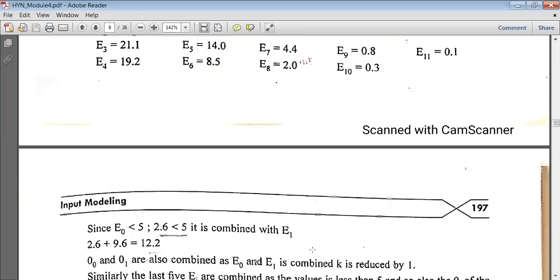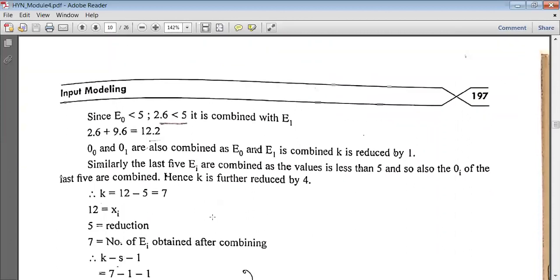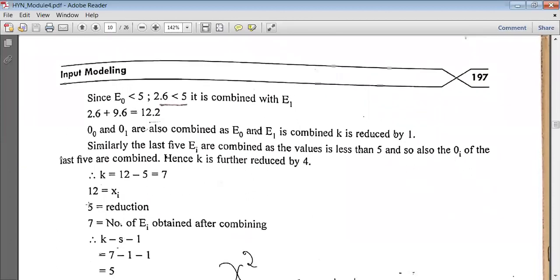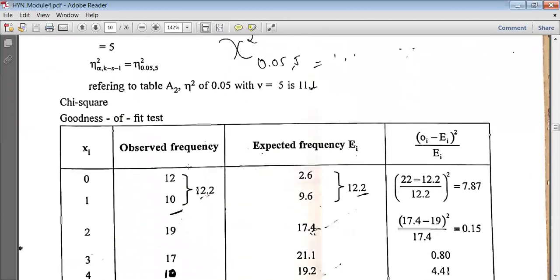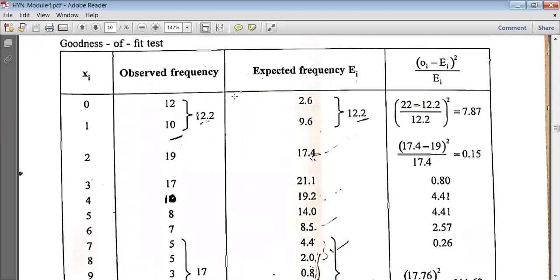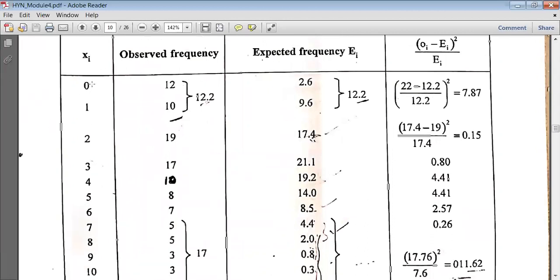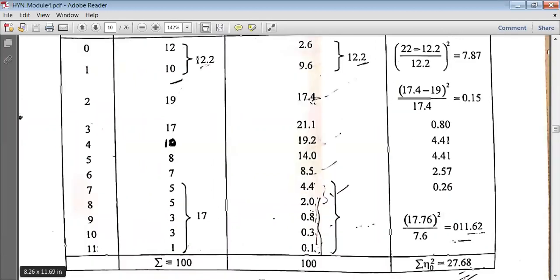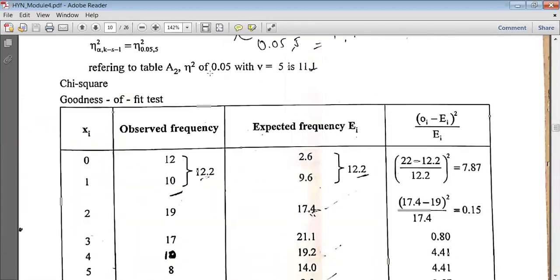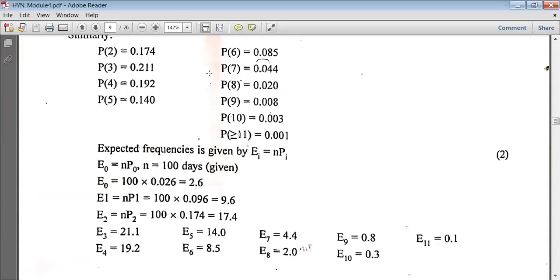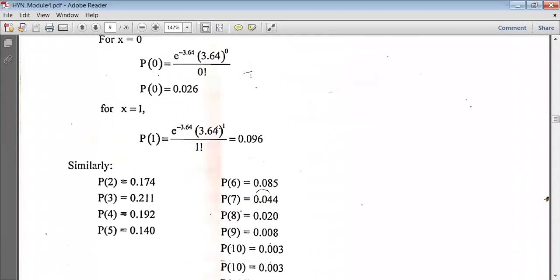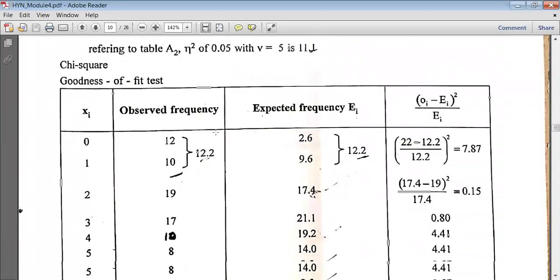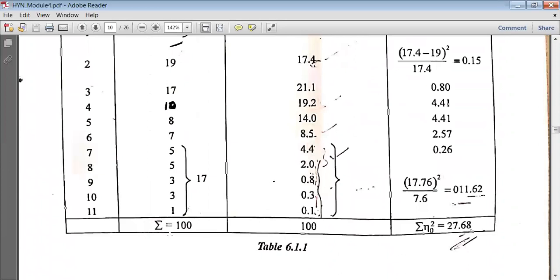Once you have found all the values, next we have to fill this particular table. In this table, we write the xi value. The xi value is nothing but your number of arrivals, which is 0 to 11. Then the observed frequency values. The observed frequency is nothing but the frequency values they have given in the question. The same frequency values, 12, 10, 90, are written in the table here.